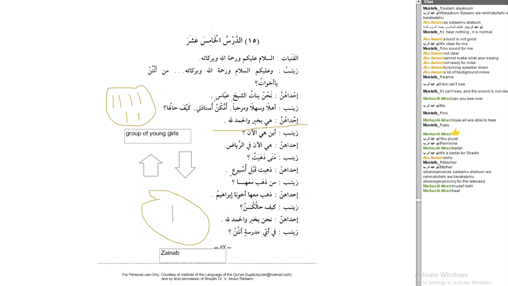Then one of the fatayat says, hiya bi khayrin walhamdulillah. So here we have hiya correlating with ha. Hiya is dhamir munfasil, a standalone dhamir which appears towards the beginning of a sentence, and ha is a connected dhamir, dhamir muttasil, which appears alongside another word and is affiliated and connected to it, as for example in the case of mudaf ilayhi. She says hiya bi khayrin walhamdulillah.